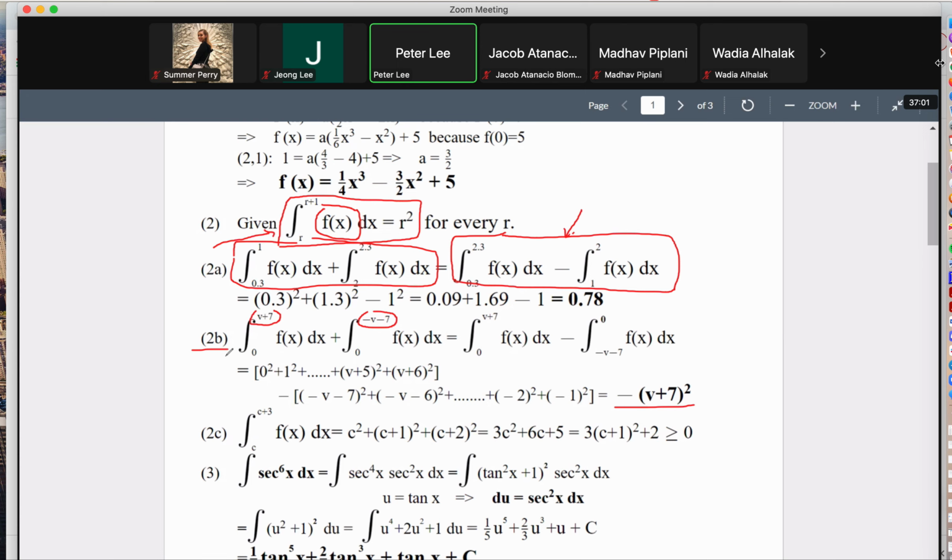Any more questions on part B or part C? And by the way, class, for part C, let me make some comment. The integral of f from c to c plus 3, and then you get this. I think almost everybody got this up to here, and then when you multiply that, you get this. Now almost everybody got up to here, and then the question is from here, how do you show that this is 2 or greater? All you had to do was completing the square.